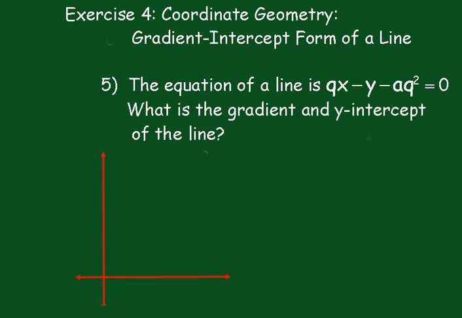Okay, the solution to the final one. The equation of the line is qx minus y minus aq squared equals 0. What is the gradient and the y-intercept of the line? And again, we just rearrange that. Now, the easiest thing to do here is to take the y straight across, because it's a negative y there, and you'll have y is equal to qx minus aq squared. Just be careful of the signs. So the gradient here is just read off, is q, and the y-intercept equals minus aq squared.